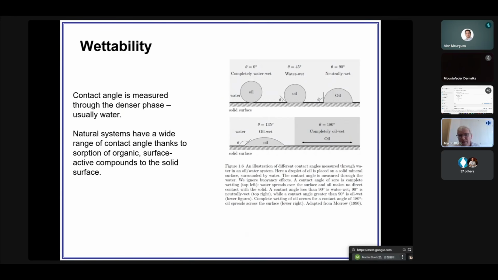But you even see this in the shallow subsurface. You'll even see it in aquifers if you're looking at CO2 storage in an aquifer, wherever there is any organic material. So that's the first concept, wettability. It's defined by what's called a contact angle. We can have a wide range of contact angles within natural systems. We don't need to over-categorize it. Just be aware that that's the case.